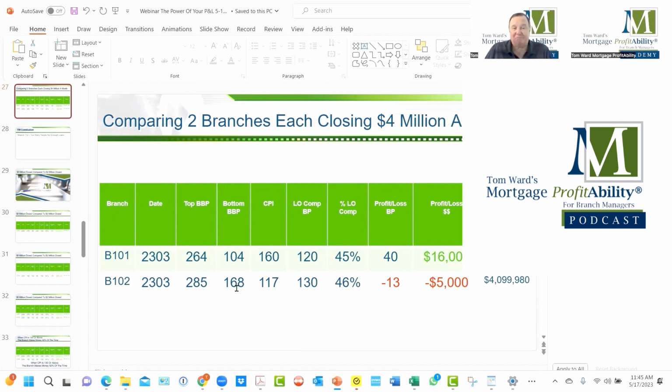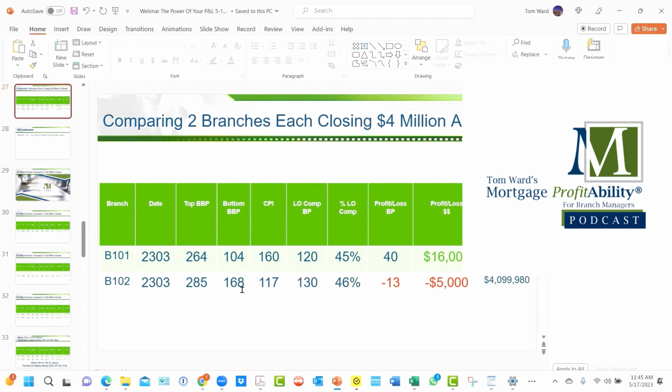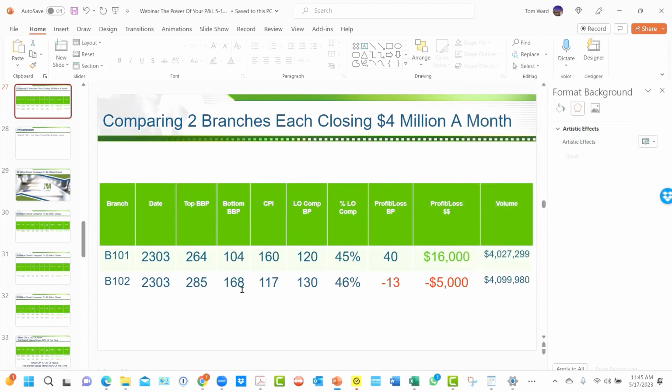But if that number's 100, you've got to reverse engineer this. You've got $40,000. You've got to keep your expenses in $40,000. In that $4 million example, if I've got 1.68%, folks, you're doing $4 million. You've got $67,000 in expenses without LO comp. So that's the struggle. Hopefully I answered that.